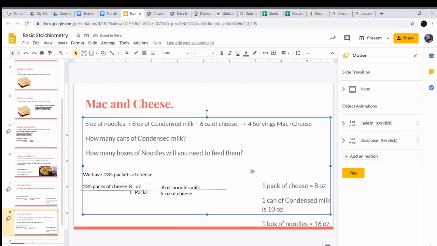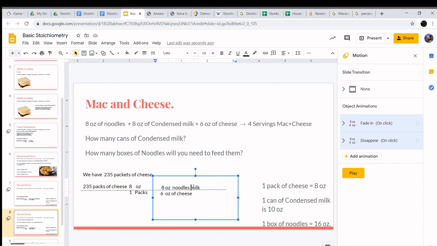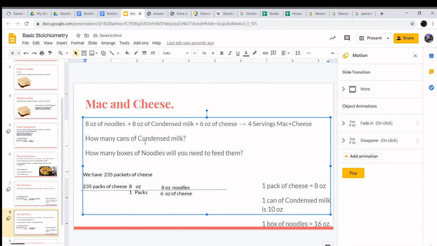Now we need to go ahead and be like, okay, this is how many ounces of noodles we need. We need to go ahead and figure out how many boxes of noodles. Okay? So we're going to have a second conversion here.